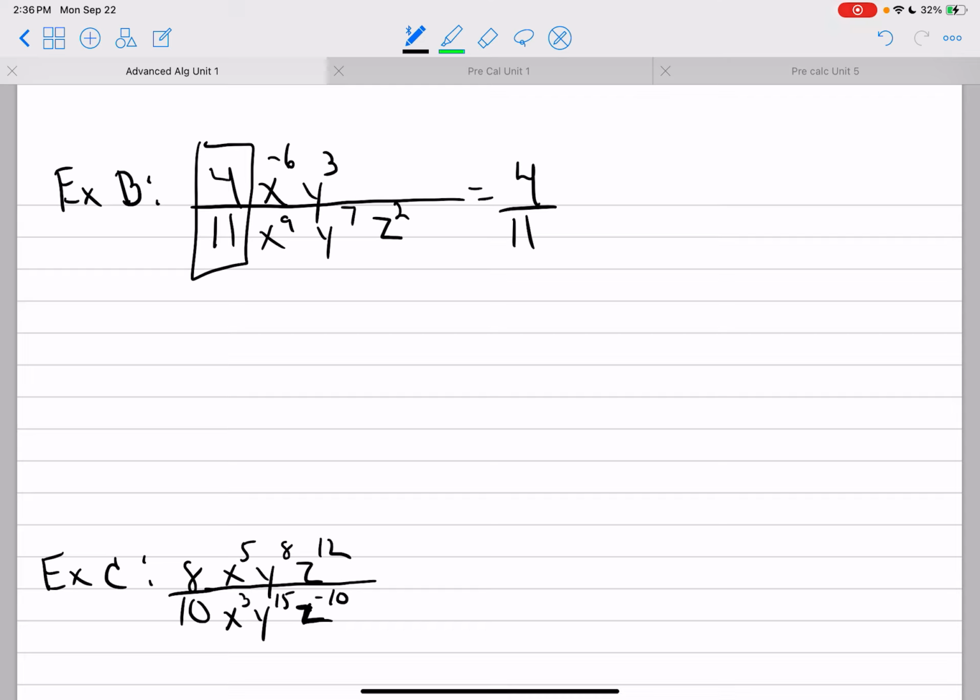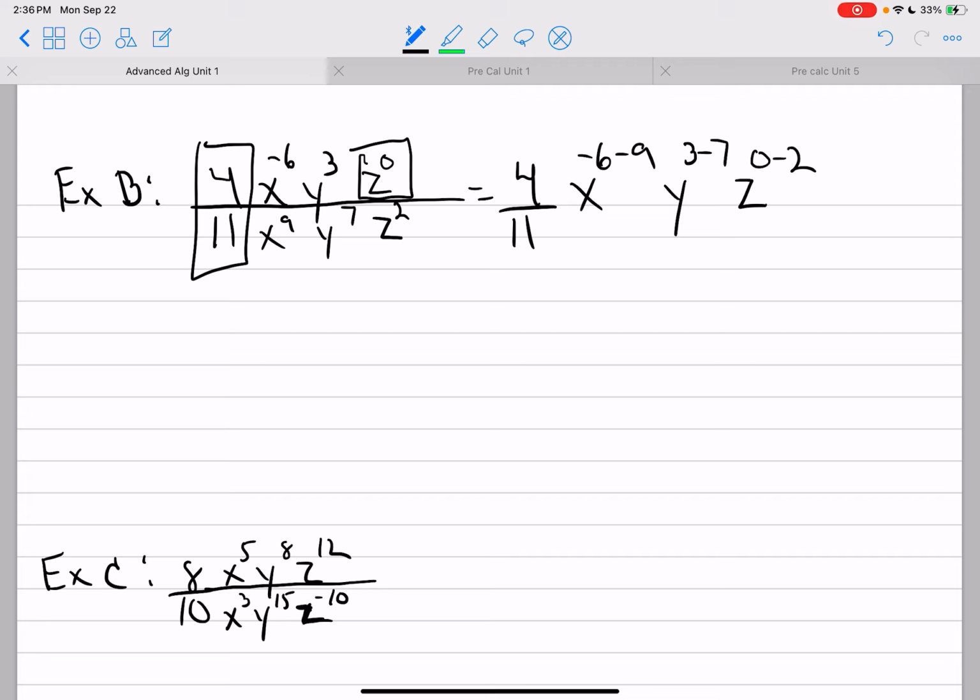So now I have x to the negative 6 over x to the 9th. So I'm going to do x to the negative 6 minus 9, and then y to the 3rd minus y to the 7th. Now what am I going to do with that z? There's no z up here. So this is z to what power? That's z to the 0 power. There are no z's. So this would be z to the 0 minus 2. I threw that one in there to get you, to make sure you knew what to do with that if it happened.